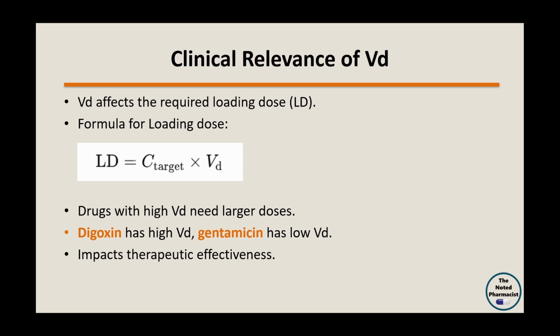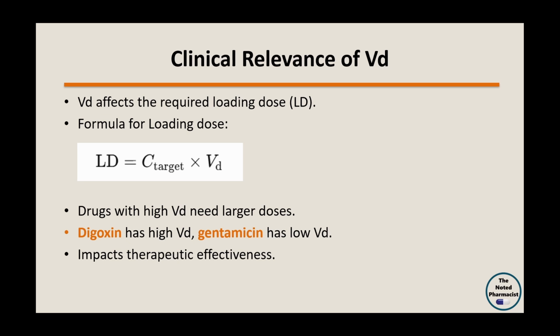Conditions like liver or kidney disease can alter volume of distribution by affecting plasma protein levels. A practical example is digoxin, with a VD influenced by body composition and tissue binding, often used to treat heart failure. Clinical relevance of volume of distribution.